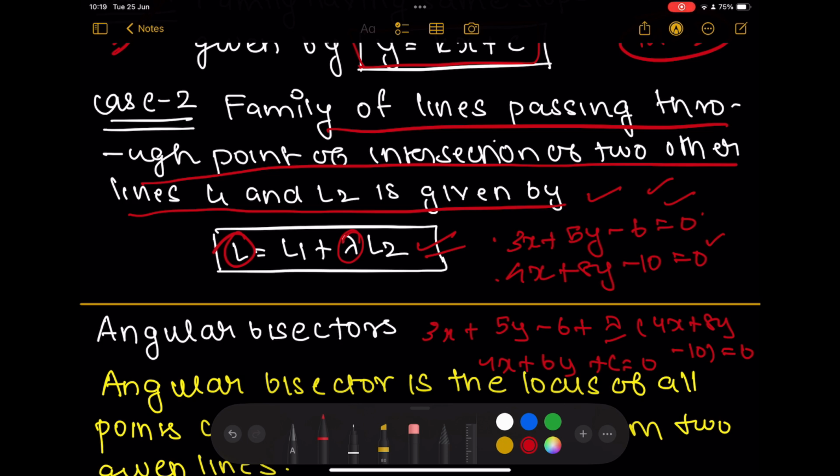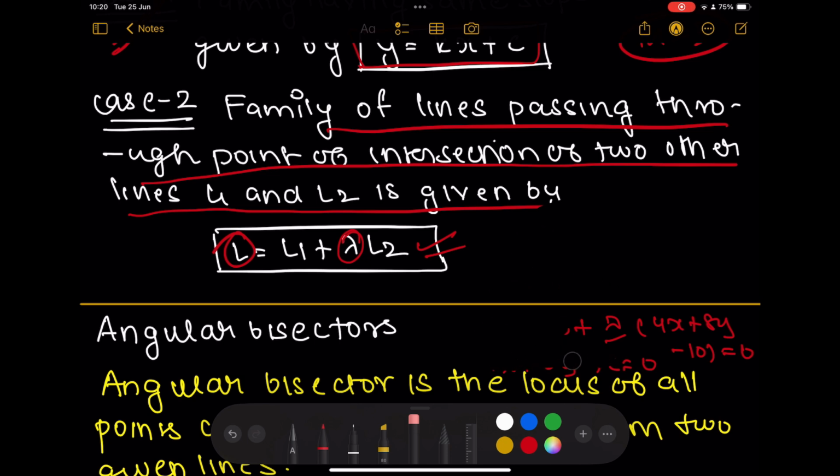Then you put lambda here, you'll get the equation of the line, right? So this can also be done, okay? What I'm trying to say is, to find lambda, some condition will be given in the question. Use the condition, find lambda, then find your line, okay?